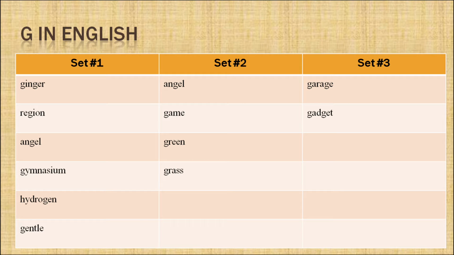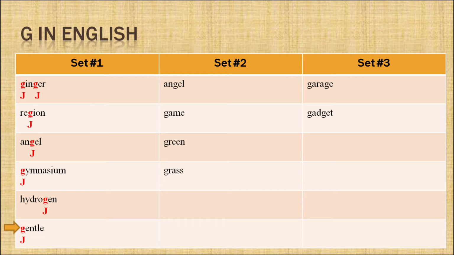We're going to take each column and start pronouncing the English words, and you'll notice a certain pattern. What is the first one up here? Ginger. So this first G makes a J sound, correct? And this other G makes a J sound. We all agree, right? What's the next one? Religion, region. Again, same idea, a J sound. How about this? Angel. Another J sound. Gymnasium, another J sound. Hydrogen. Finally, this word, gentle. They all made a J sound.